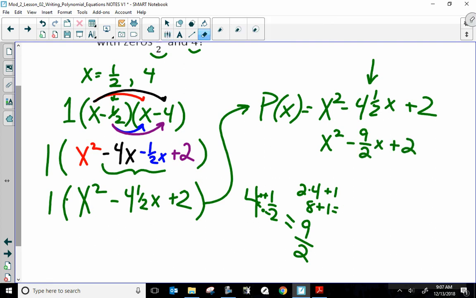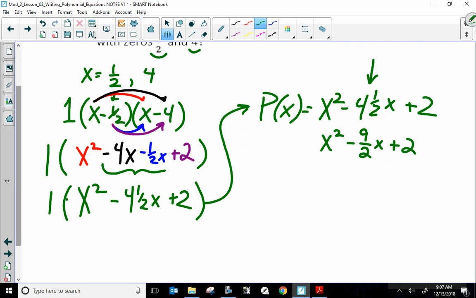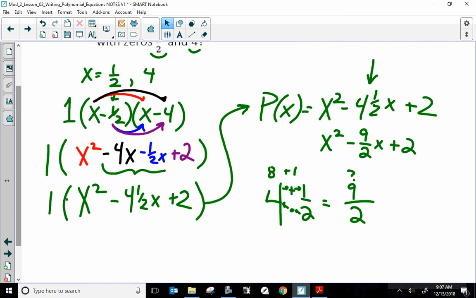Let me go over this one more time. It's a very simple skill. All right? If I have 4 and 1 half, okay, that equals something over 2. What is it? I multiply these two numbers as I go up. 4 times 2 is 8. And then I add as I go back over. 8 plus 1 is 9. All right? There you go.